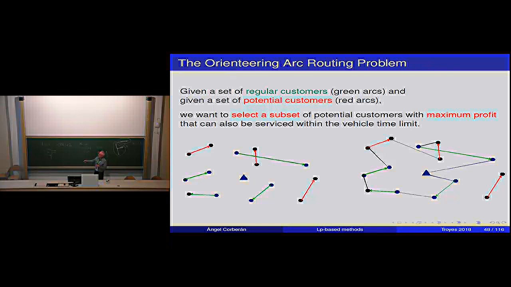But there is the possibility of doing some more transports. The red arcs, they pay me a profit. I win if I do this service. I earn something. But the problem is that I have a time limit for the vehicle or vehicles. Okay? So the thing would be to look for a route servicing the required arcs corresponding to my regular customers and the ones that maximize my profit within my time limit.